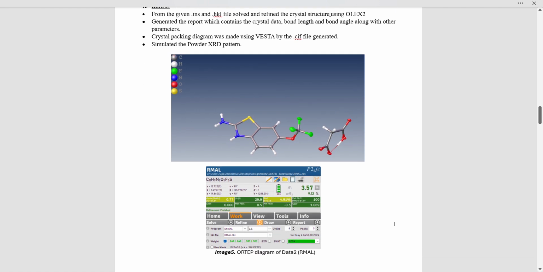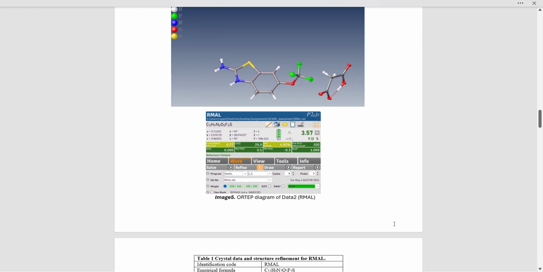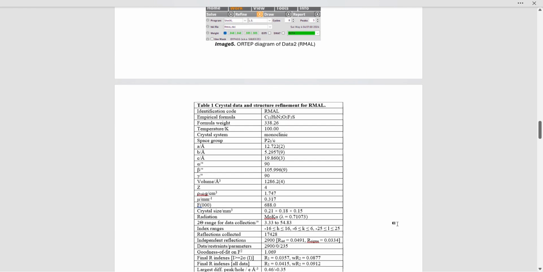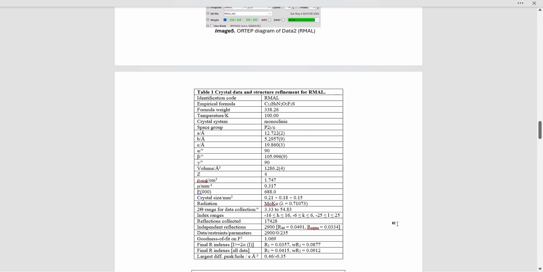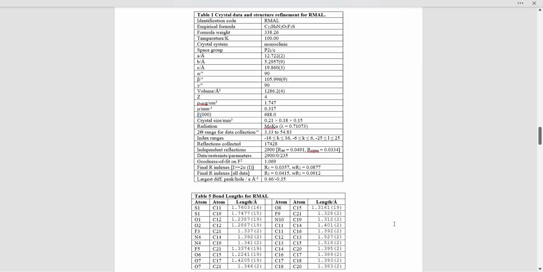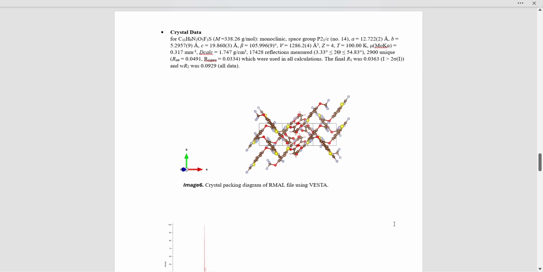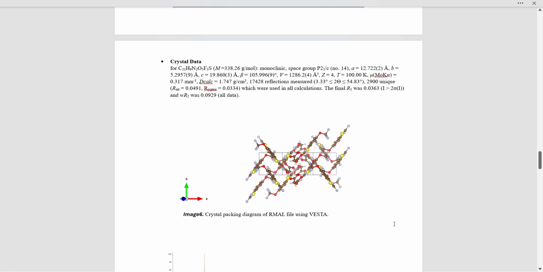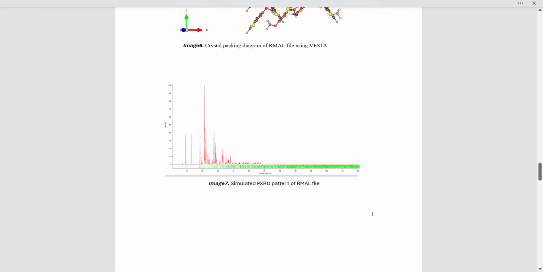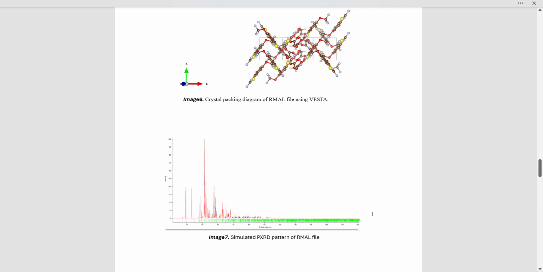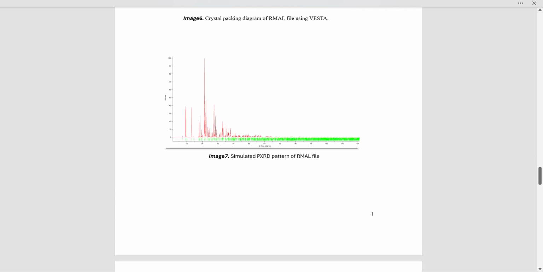It shows an R value of 3.57. Again, the report file contains the empirical formula, the weight, temperature, the cell parameters, the space group, and also the bond lengths and bond angles. So this is also a monoclinic system. This is the unit cell or the crystal packing diagram, and again, as it is a monoclinic system, I prefer to show the crystal along the b axis. This is the simulated powder XRD pattern using the VESTA software.